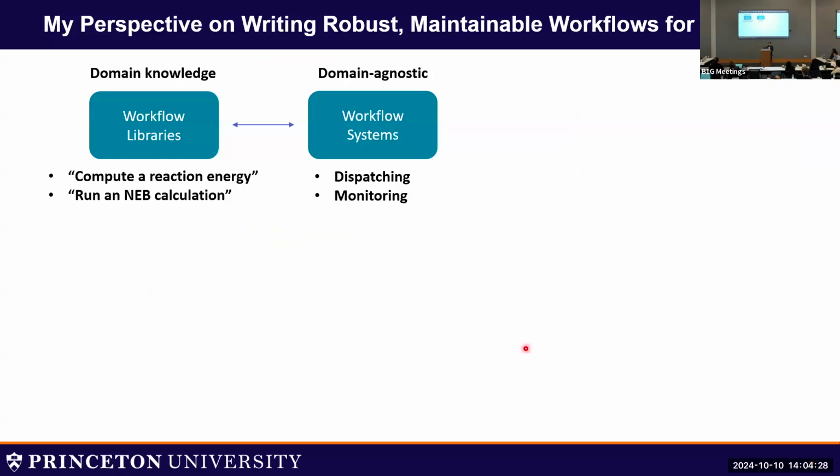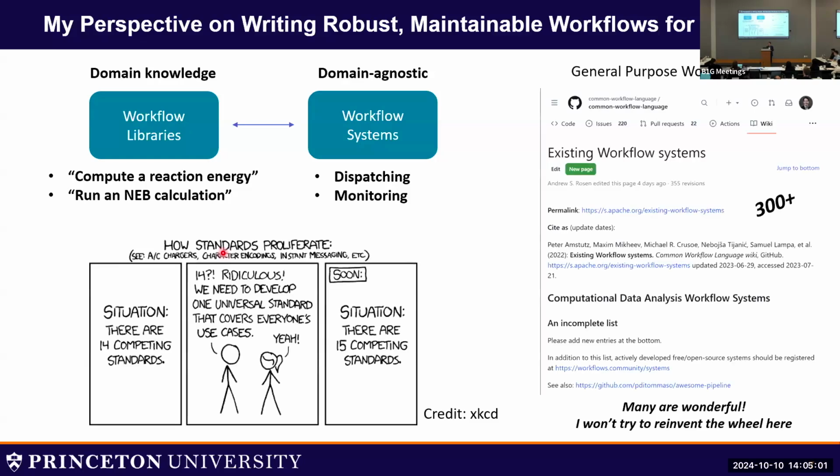So my perspective on this case is that it's very helpful, especially when working with graduate students and postdocs who don't necessarily have a background in programming, to try to separate as much as possible the logic for the scientific side of things from that of dispatching and monitoring these calculations. So on the left-hand side, I have the workflow libraries. These are where I want to run a reaction energy. I want to be able to run an NEB calculation. And on the right-hand side, we have the workflow system through the workflow engine. I want to dispatch the calculations. I want to monitor those calculations. We want to keep those, at least in my opinion, relatively separate.